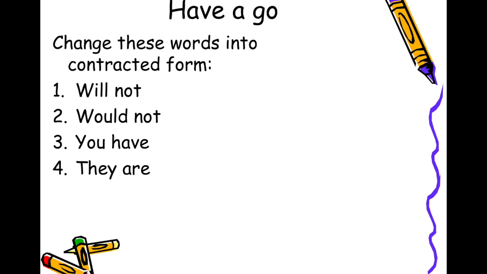Okay, it's your turn now. I'd like you to have a go at these four words. There are four groups of two words, pairs of words, and I'd like you to contract them. So which letters are we going to take away? Remember the two rules: there has to be an apostrophe and a vowel needs to be taken away.